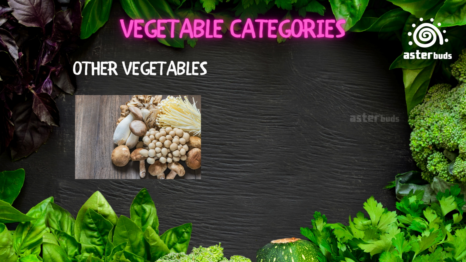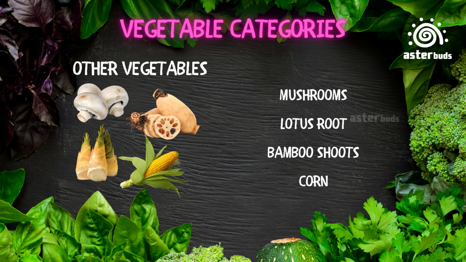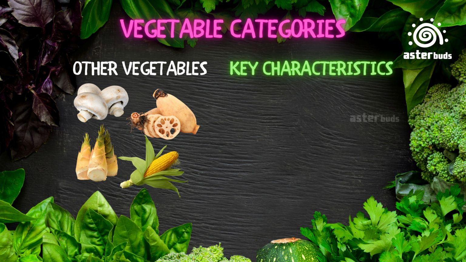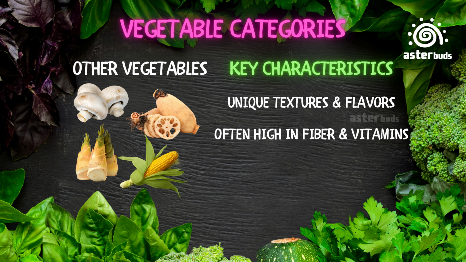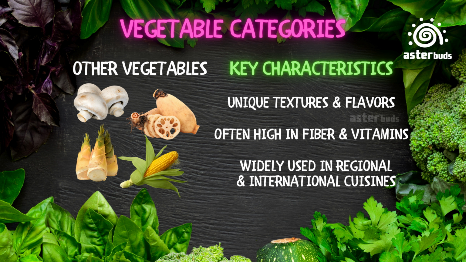Other vegetables. This is a diverse category for vegetables that don't fit neatly into other classifications. It includes mushrooms, fungi, and uncommon regional vegetables. Examples of other vegetables are mushrooms, lotus root, bamboo shoots, corn, etc. Key characteristics: unique textures and flavors. Often high in fiber and vitamins. Widely used in regional and international cuisines.